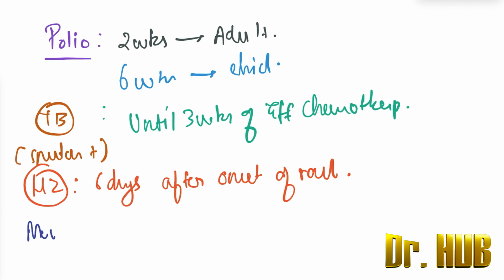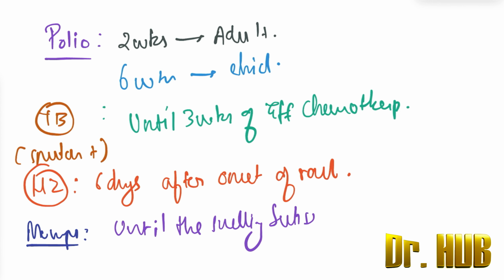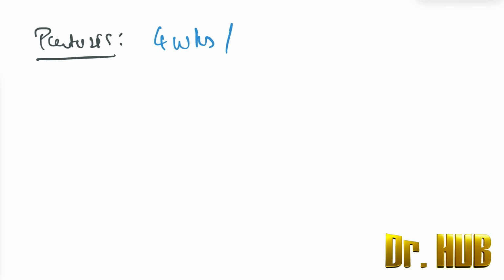Next we look at mumps. Mumps isolation is until the swelling subsides. Next we will look at pertussis. Under pertussis, it is 4 weeks or until the paroxysms cease.